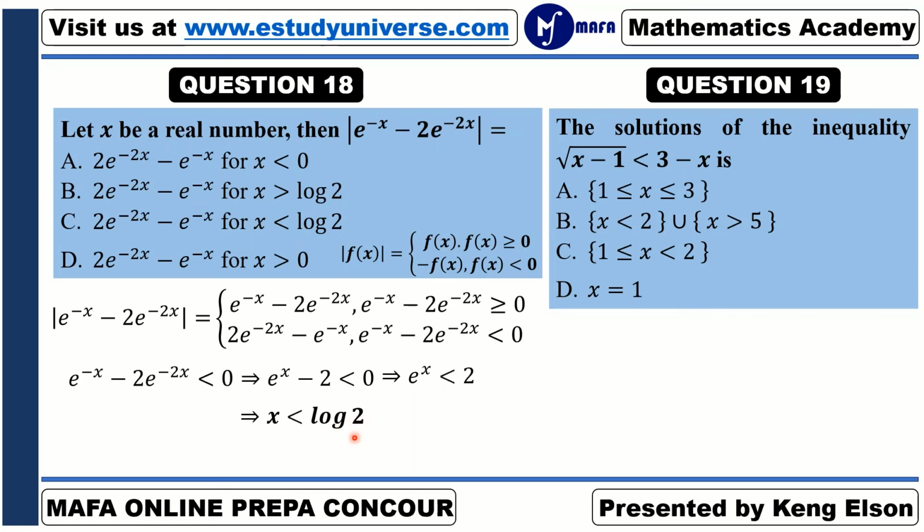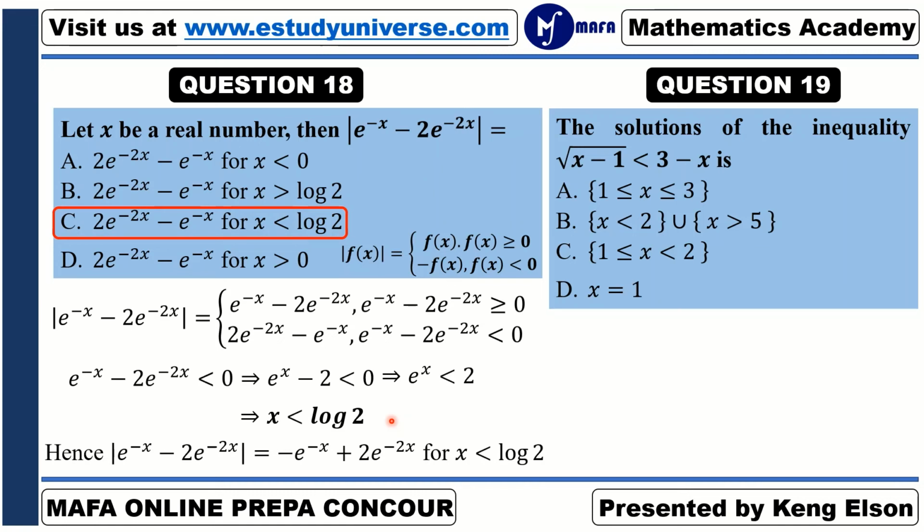So in this case, they consider the ln to be log. Okay, so x is less than log 2. So you now see that the absolute value will be negative of itself. The absolute value of the function will be negative of the function provided your x is less than log 2. So if you check closely, option C will be the right option.